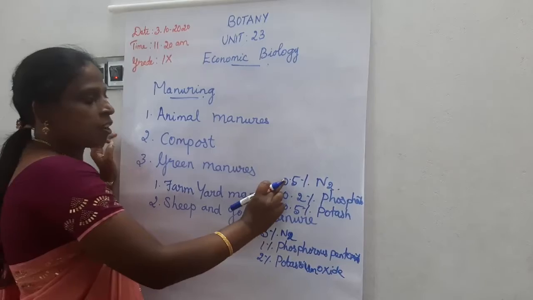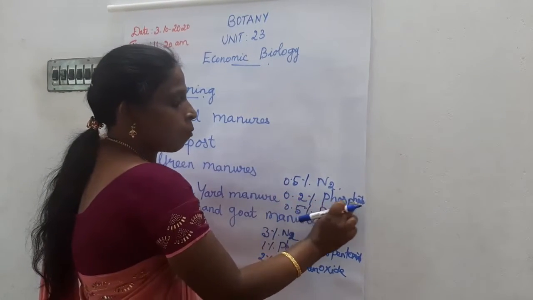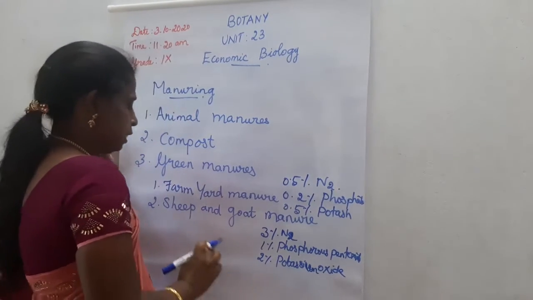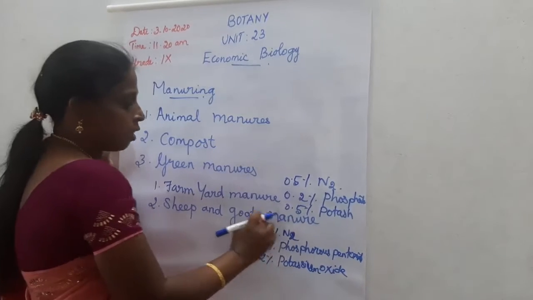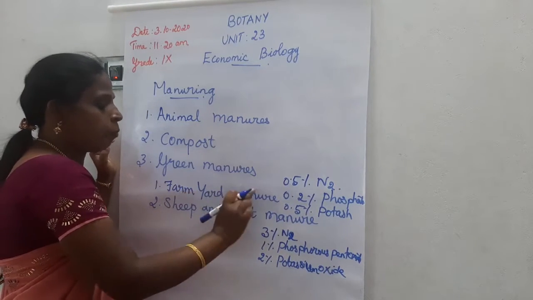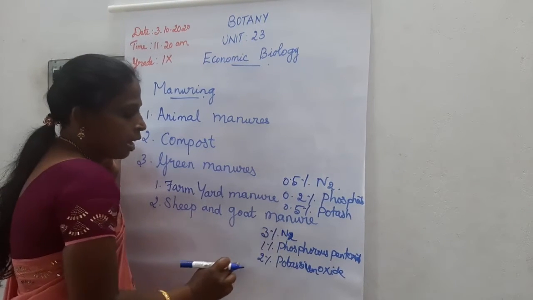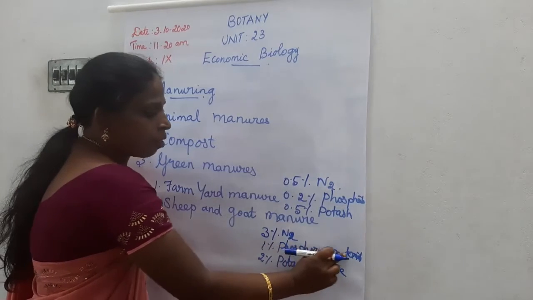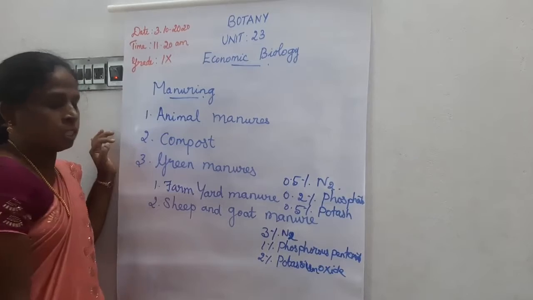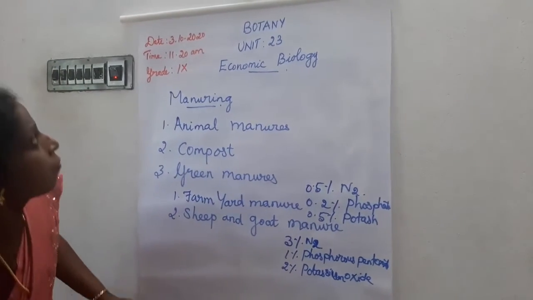Farm-made manure consists of 0.5% of nitrogen, 0.2% of phosphate, and 0.5% of potash. Sheep and goat manure has a nutrient content more than that of farm-made manure, that is about 3% of nitrogen, 1% of phosphorus pentoxide, and 2% of potassium oxide. So these are manuring. The next one is biofertilizer.